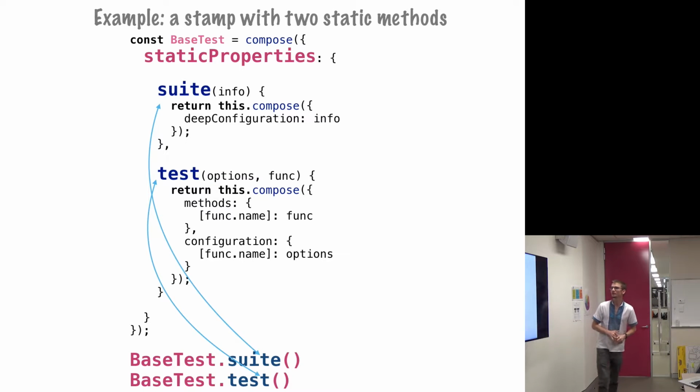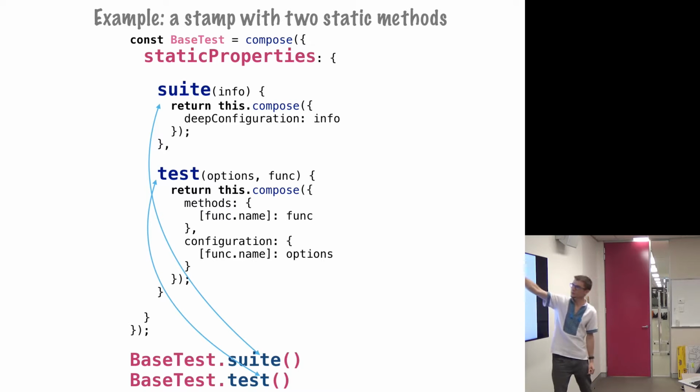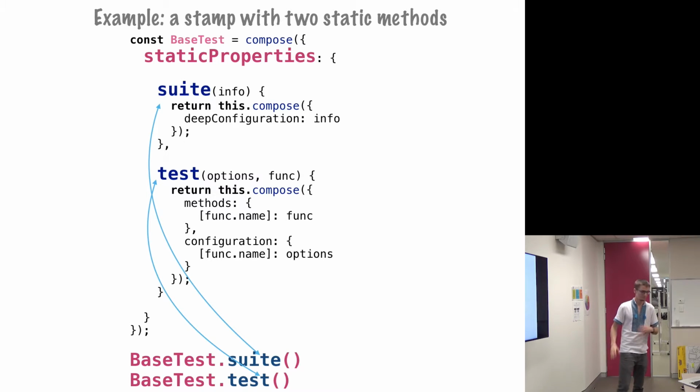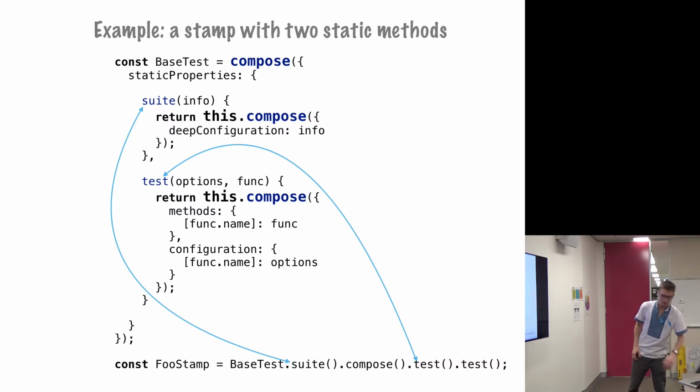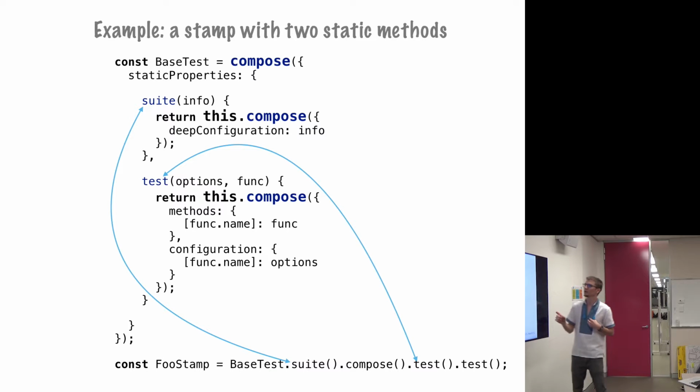So this is an example of a stamp. I call it base test. I say that the stamp will have 2 static properties. One of them is suite, the other one is test. And down below, I'm using them. You see, I call baseTest.suite and .test. Easy, right? Simple.